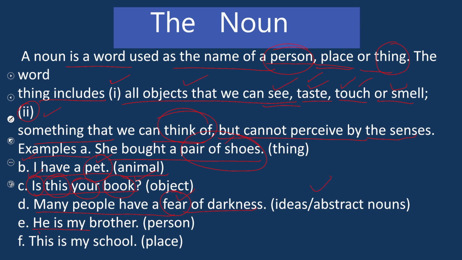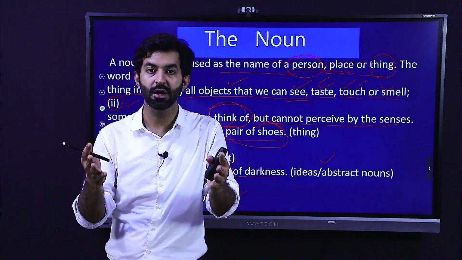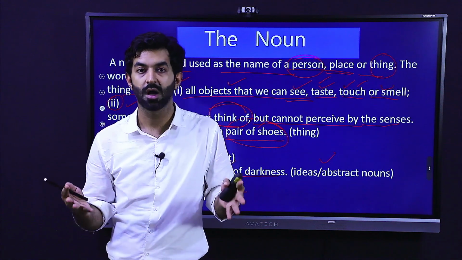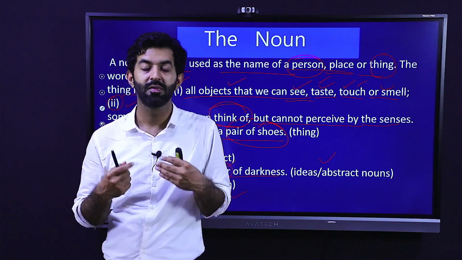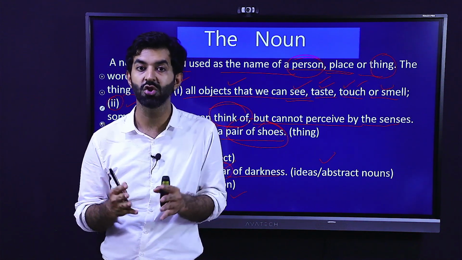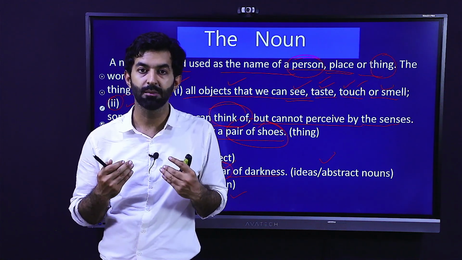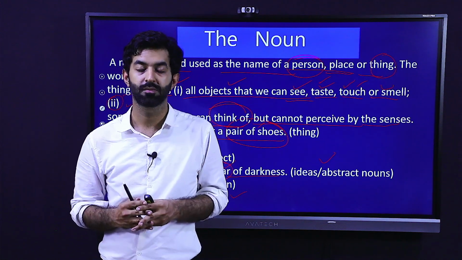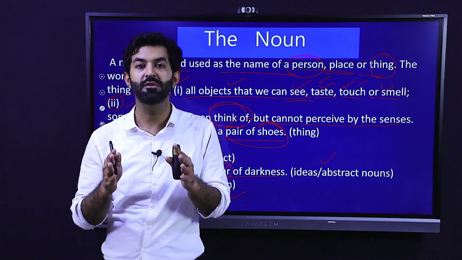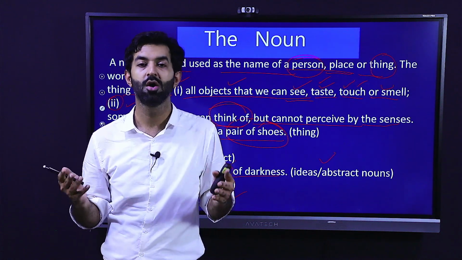Second last, he is my brother. Brother is the name of a very common person. This is my school. School is the name of a very common place. Now, if you name somebody, like your name, for example, Sana, Sara, Ali, Ahmad, your names are actually proper nouns. My name is a proper noun. The name of your pet, the name of a city, a country, all of them are proper nouns.